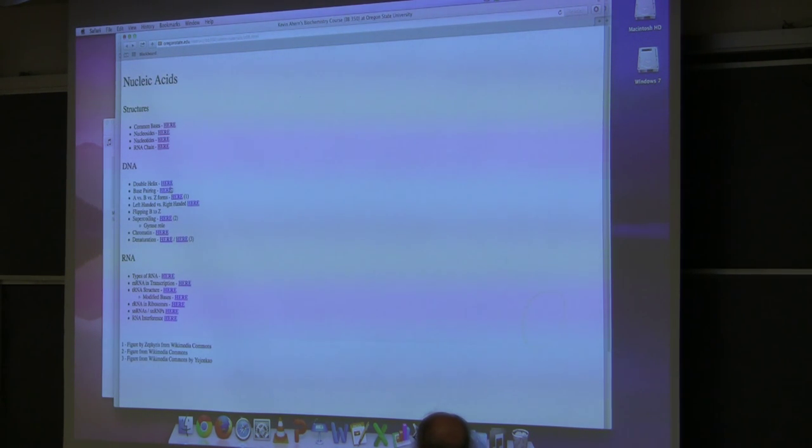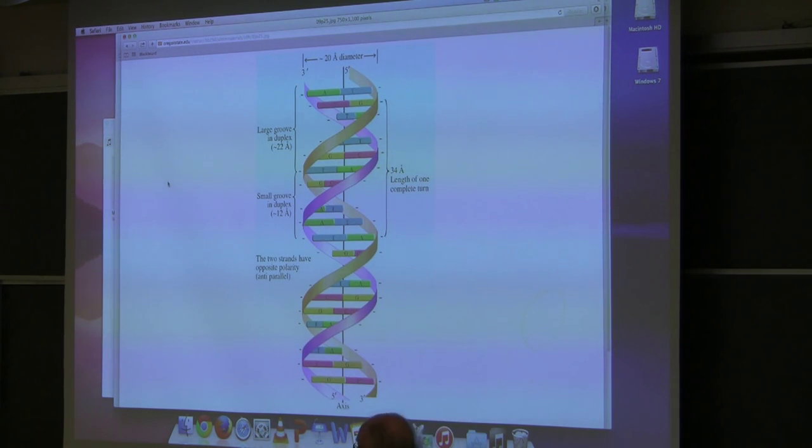Okay. There's the double helix. The outside, notice where all the negative charges are. See the charge on the outside. You see the bases on the inside paired with each other.